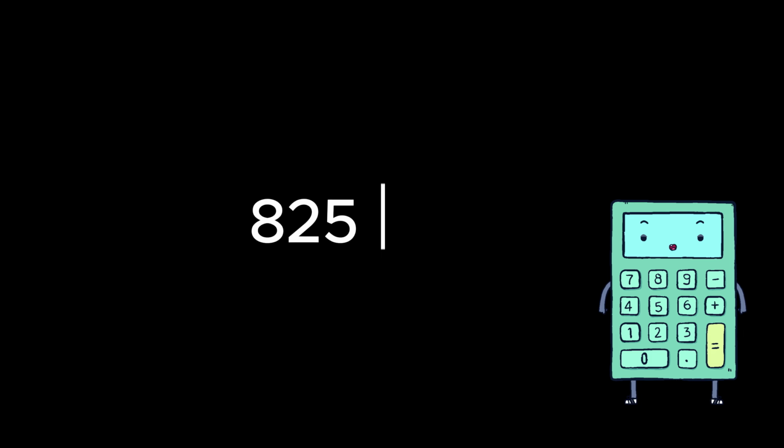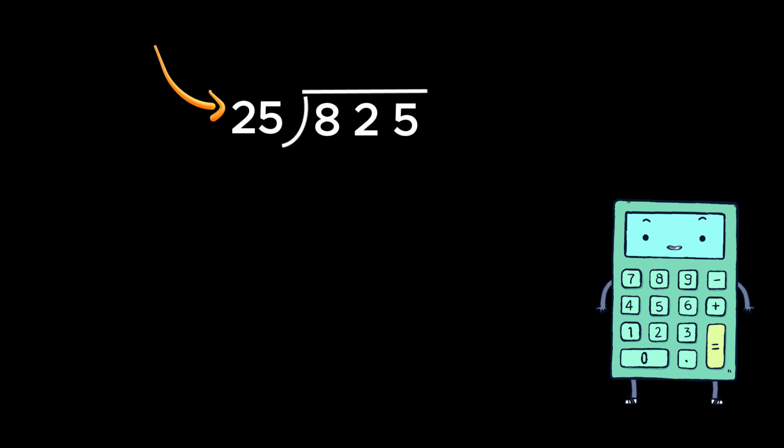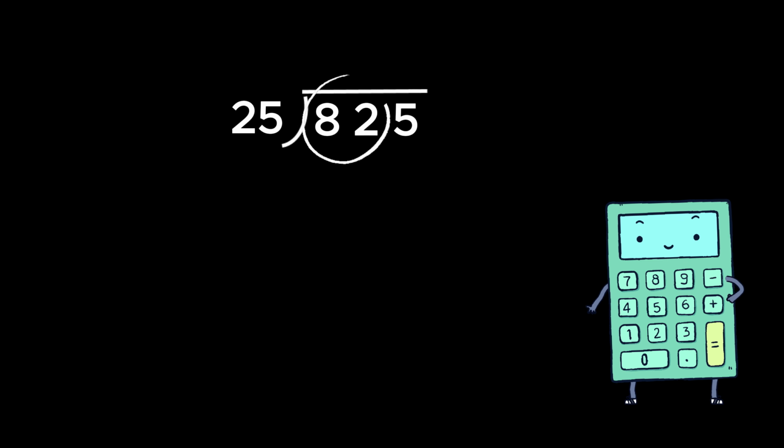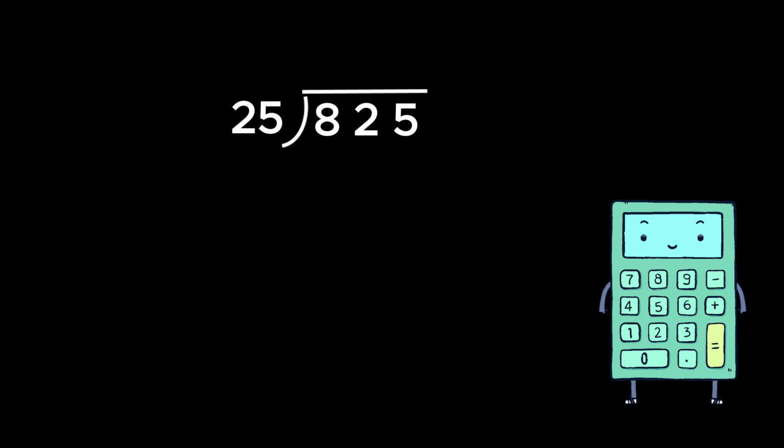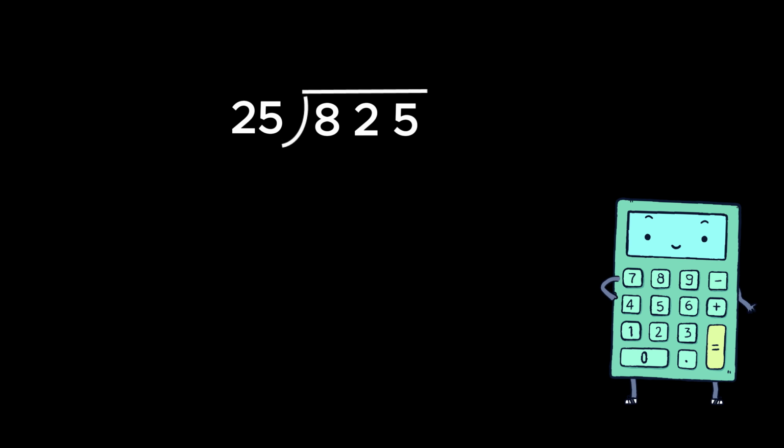Example 5, 825 divided by 25. Write 25 outside the division house and 825 inside. Ask, can 25 go into 8? No, it can't. Then move to the first 2 digits. Can 25 go into 82? Yes, 3 times. 3 times 25 equals 75. Write 3 above the 2 in 825.